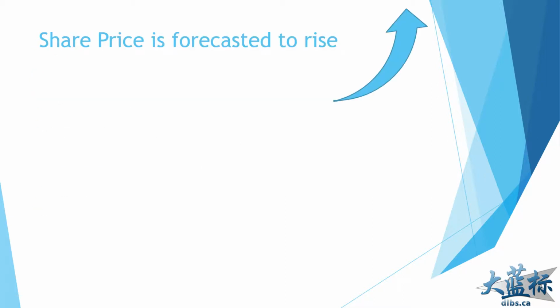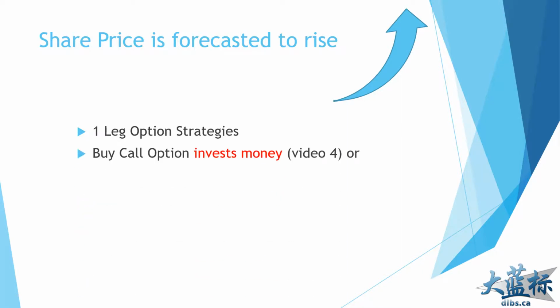So let's get started. Based on everything that you have learned so far, you probably can figure out by now when the share price is forecasted to rise, you have several options at your disposal. Simpler one would be a one-leg option strategy, such as buying a call option. We talked about that in video 4. You could also use selling a put option, a naked put type strategy to collect money up front. We talked about that in detail in video 7.